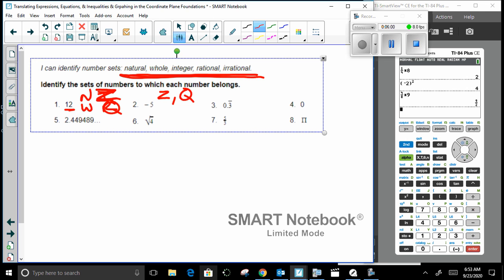0.3 repeating, that's a repeating decimal. A repeating decimal is automatically rational. It is nothing else below it. That's it.